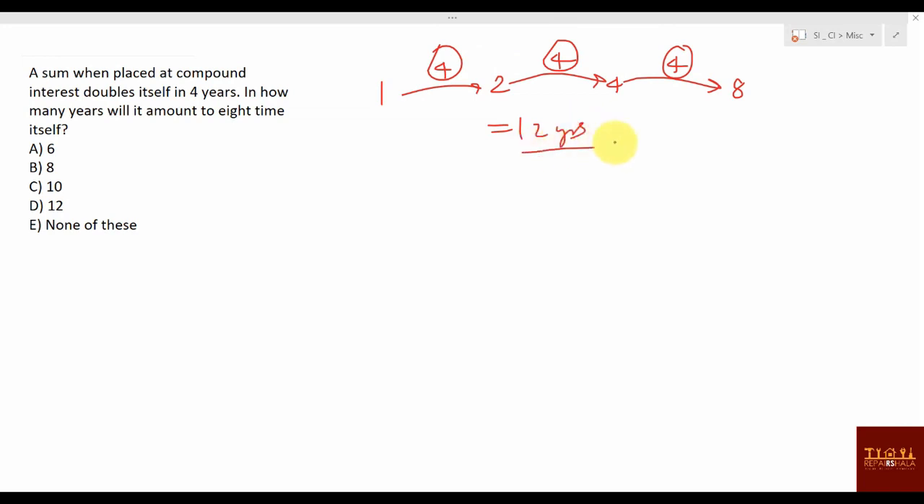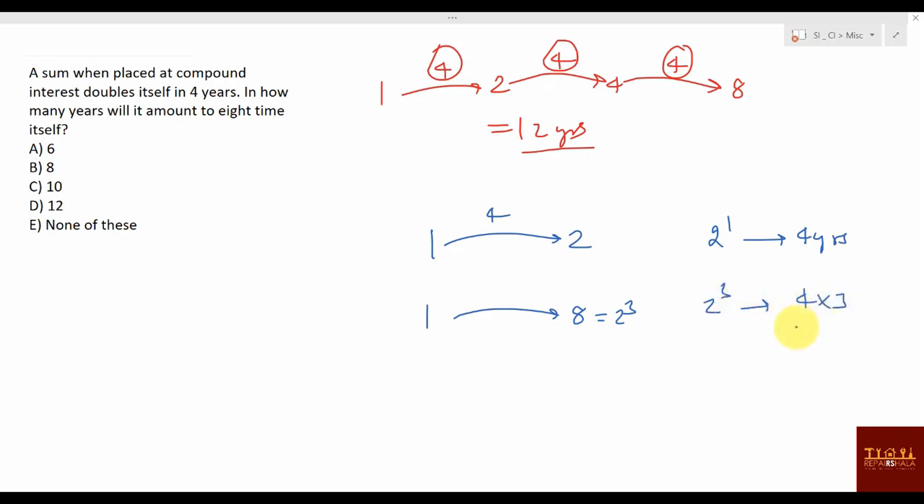12 years you need. Another way of saying this: 1 is becoming 2 in 4 years, or you can say 2 raised to power 1 takes 4 years. What do you need? 1 to 8. 8 is 2 cube. So for 2 cube, the value will be whatever it was there, into 3. That is 12 years. Clear?